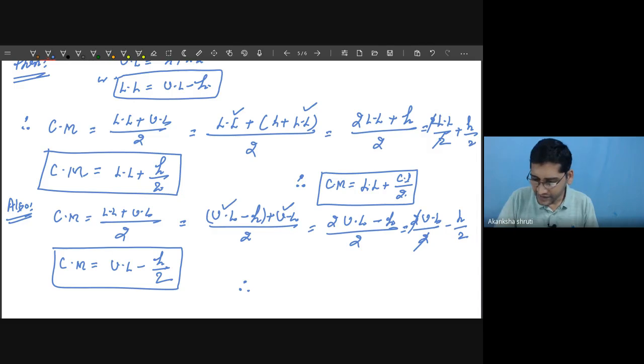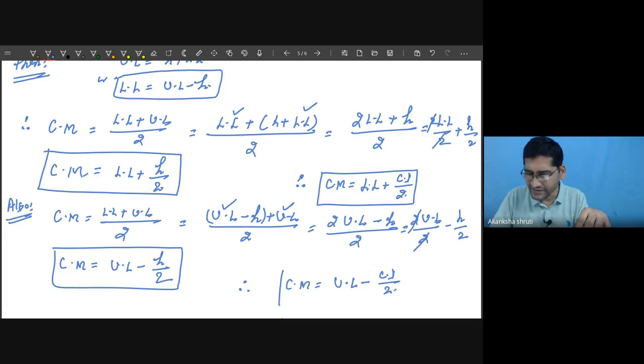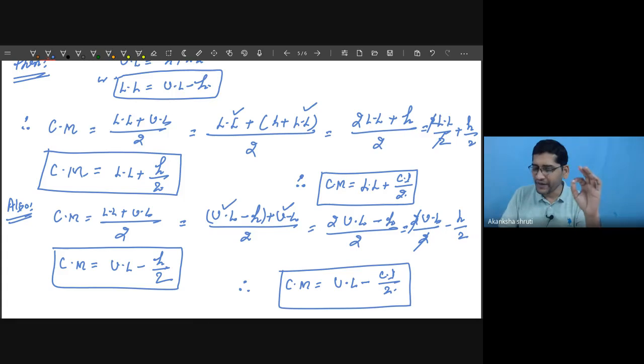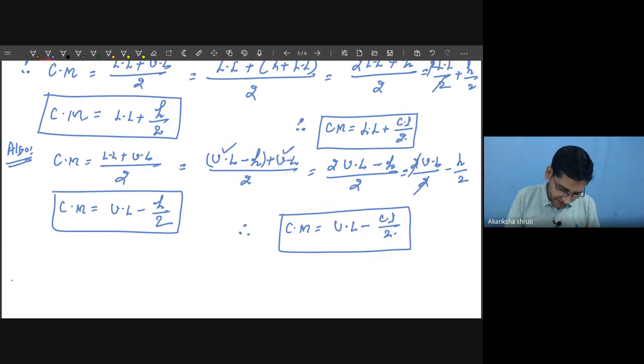Or we can write this class mark as the upper limit, if we are choosing it from that, then I have to subtract the class interval by 2, that is, half of the class interval, from the upper limit to get the class mark. So these are the three relations, and in MCQs anything can be asked.